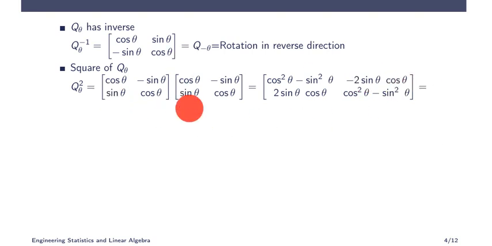The second row with the first column gives 2 times sin theta cos theta. And if you multiply this row with this column, that will be minus sin square theta plus cos square theta, that is cos square theta minus sin square theta. From trigonometric identities, you have studied that this is nothing but cos 2 theta, and 2 sin a cos a is sin 2a. So the matrix is cos 2 theta, minus sin 2 theta, sin 2 theta, cos 2 theta.